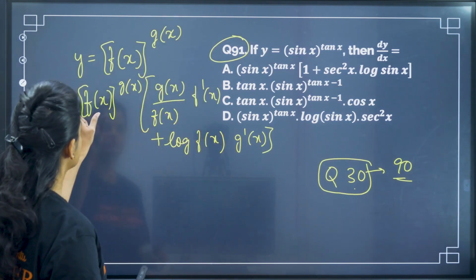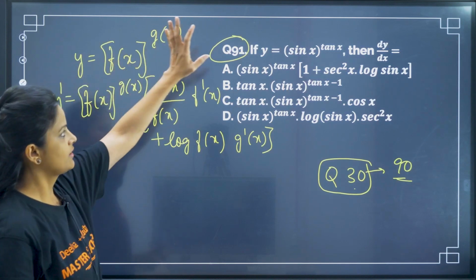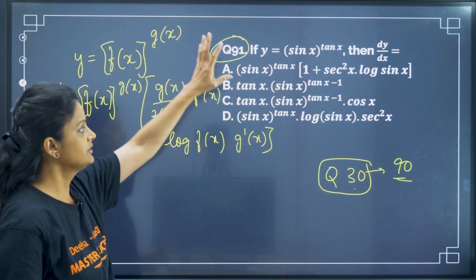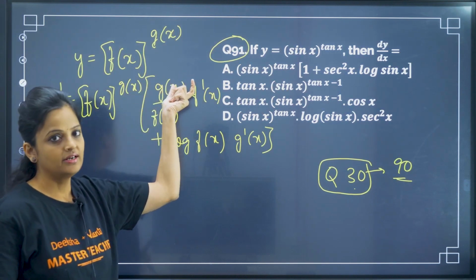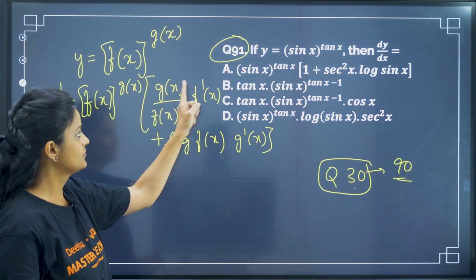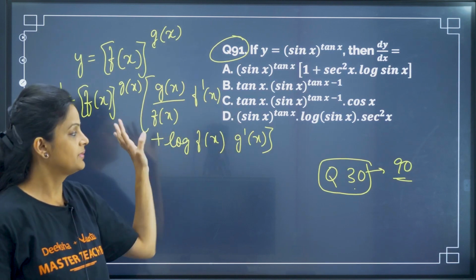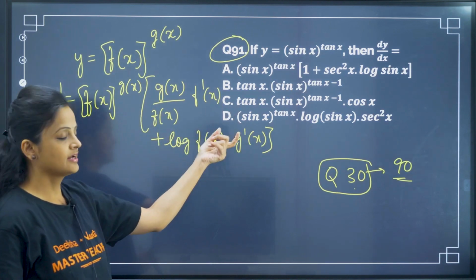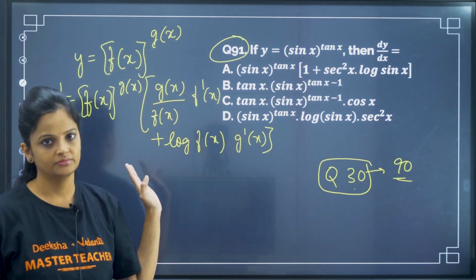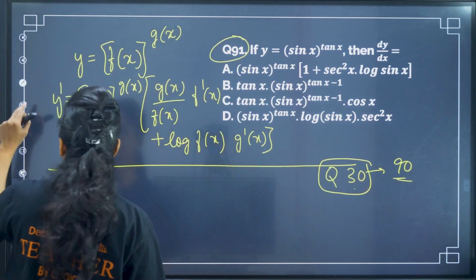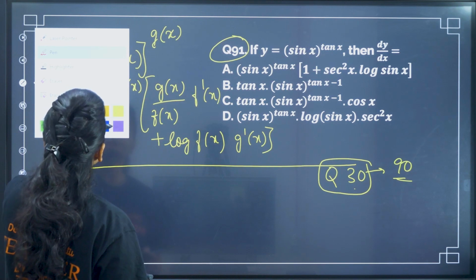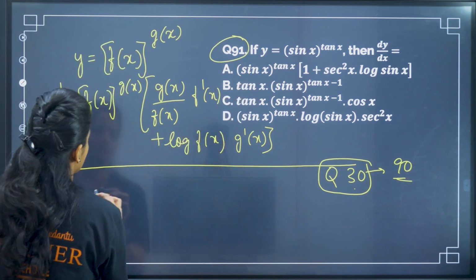Once again, I am just recalling for you. Y dash, I am going to differentiate that. As it is in the question, you take the power divided by the base and the differentiation of the base, plus log of the base and differentiation of the power. You can take it as g of x, f of x, or you do as it is. It's one and the same. So let's see the question.